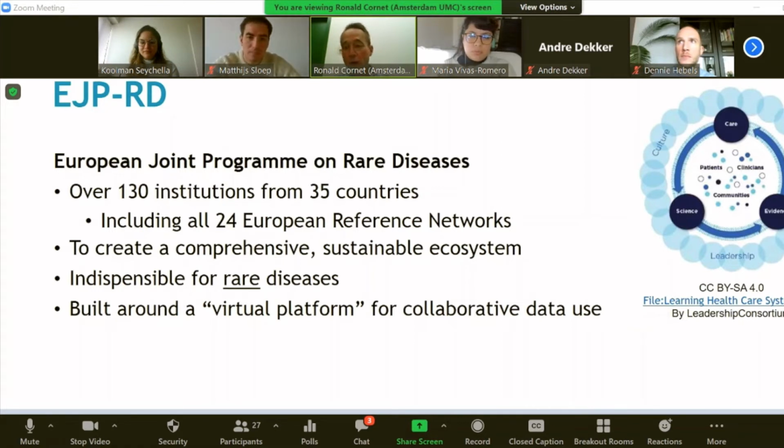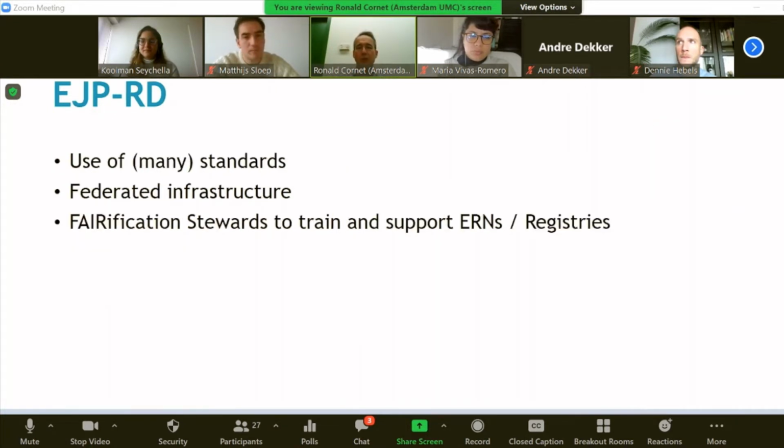And there's a whole bunch of challenges with that. And one of those challenges is the use of many standards. I think there's also the challenge of standards not being used. There is the challenge of bringing that together in a federated infrastructure. And I know in Maastricht there's also quite some work going on in that regard.